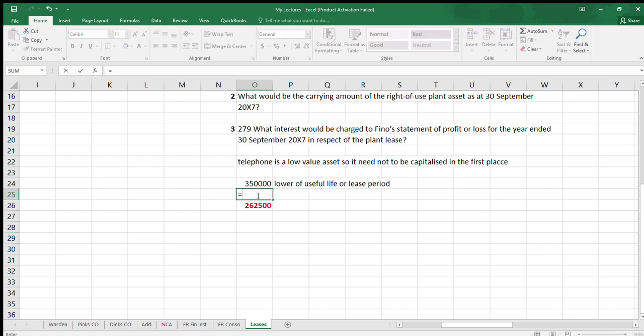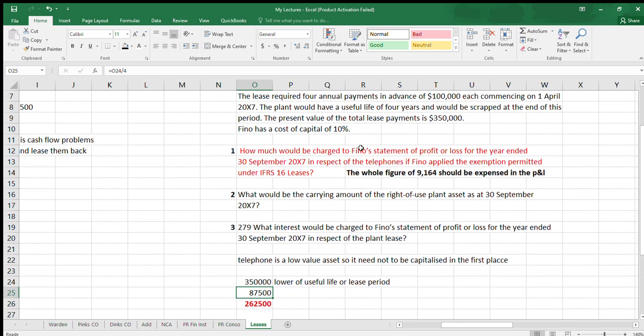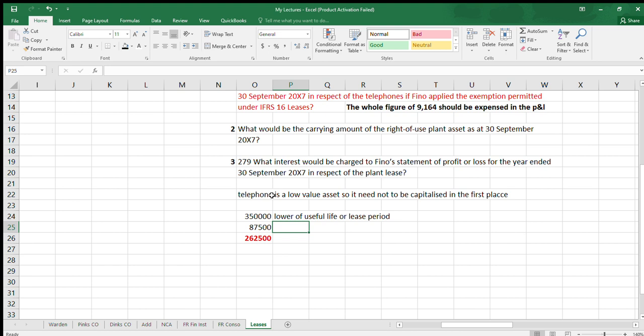this is your 350,000 divided by the number of years, 4, meaning that for every year you charge this. But this 87,500 is for a full year, and here we are looking from April to September, that is 6 months. So 6 divided by 12, the 6 months over the 12, that's how you prorate it, multiplying your 87,500, that's the full year, that's 43,750, or this divided by 2, 43,750.